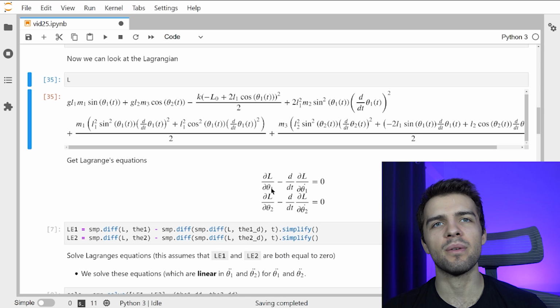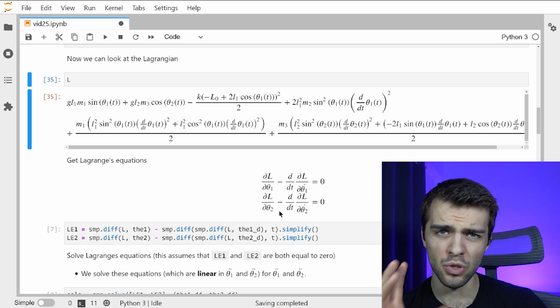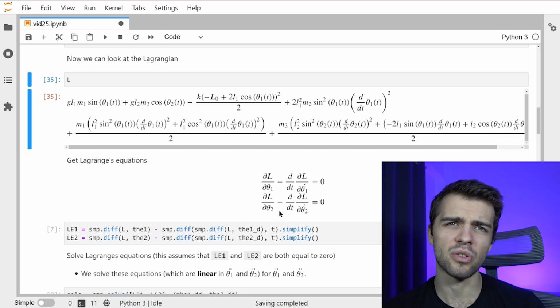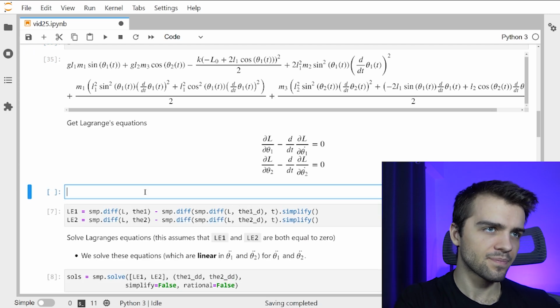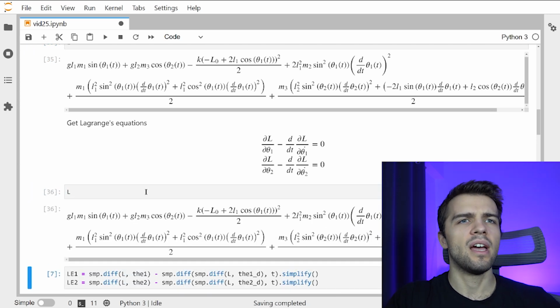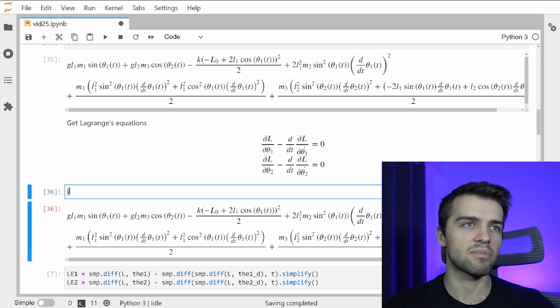So I have dL/dθ1 minus d/dt of dL/dθ1 dot is equal to 0. That's the first Lagrange equation. Same thing for θ2. So two free variables, two Lagrange's equations. And that's really simple to do. So if I have L here, as I do, and I want to compute the derivative of L with respect to anything in here, I just take sp.diff.